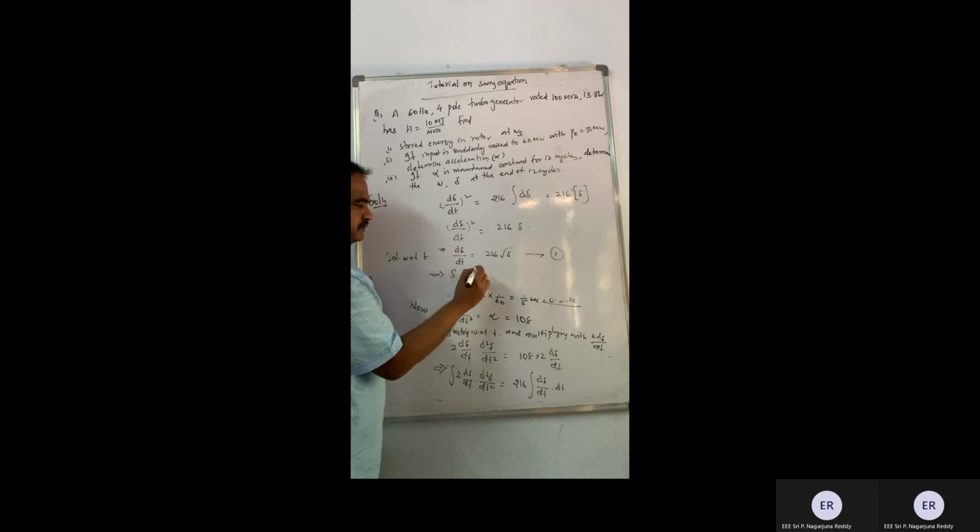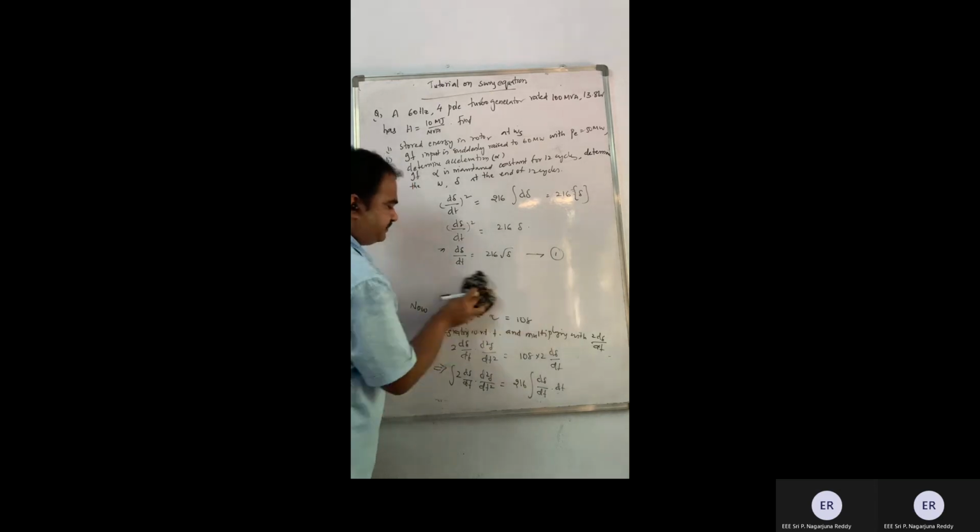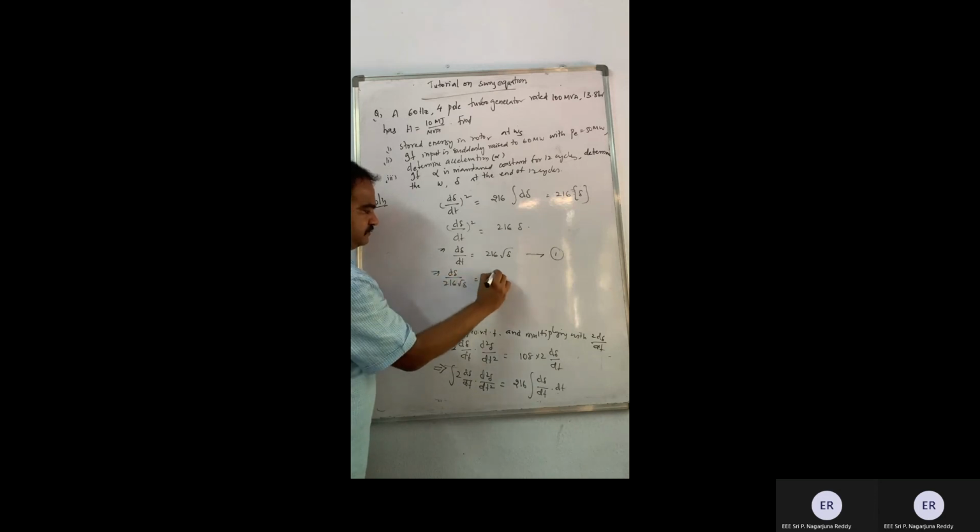This is 260, isn't it? Into root delta. I'll do one thing. I'll use the variable separable method. So, rearranging the terms. Right, rearranging the terms.